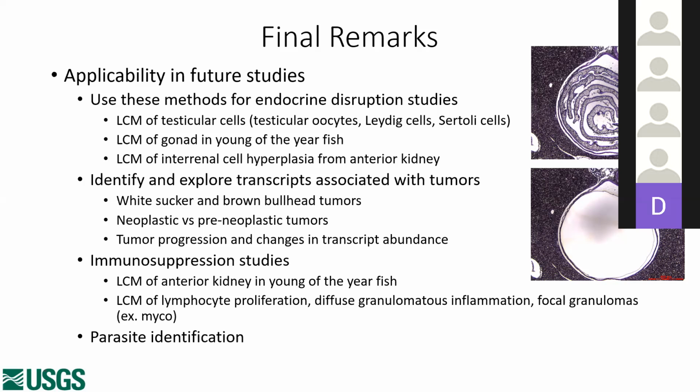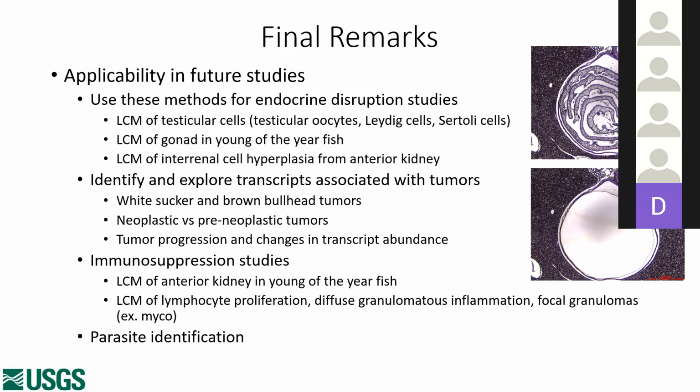Sometimes, for example, we see skin papillomas, or we just see what look like large areas of epithelial hyperplasia. So it would be kind of interesting if we could get progression of these changes and analyze transcript abundance to see how they're associated and how gene expression changes.